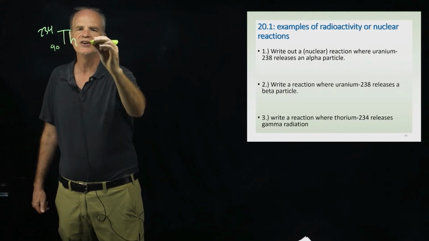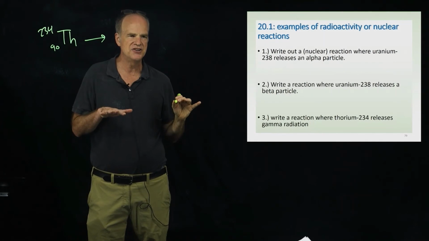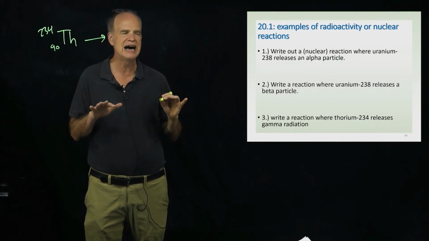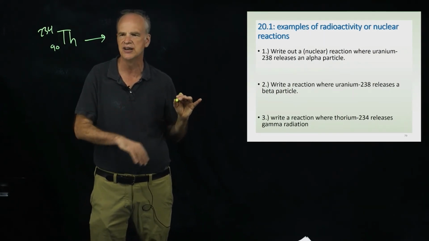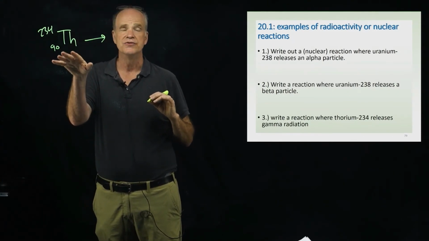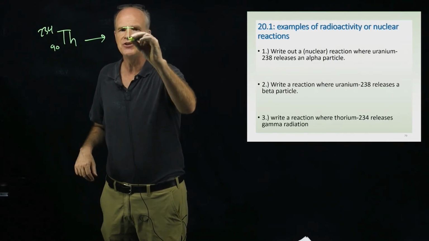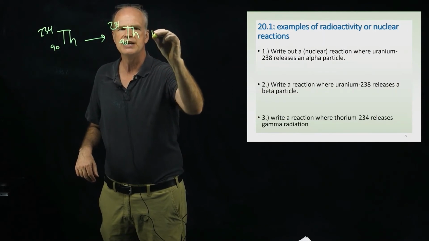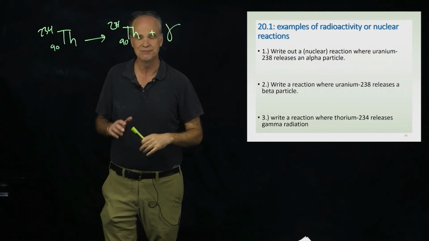The good news is if it's releasing gamma radiation, the problem is simple because the gamma radiation does not affect the number of protons or neutrons and electrons in the nucleus. So basically, if you have this thorium atom with this number of protons and neutrons, then you're going to have the same thing after it releases the gamma radiation. So for problem 3, this should be correct. Okay, so let's move on.